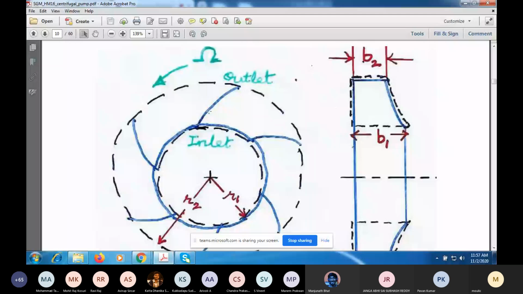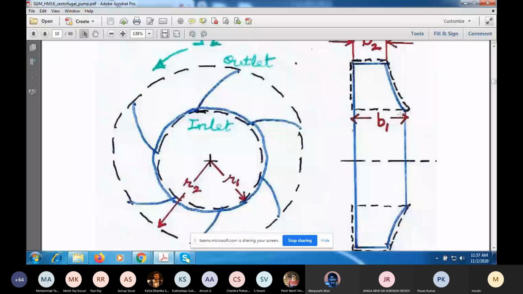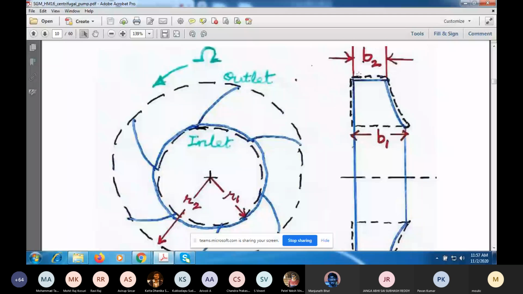When the pump is running, let us say these blades are rotating in the anti-clockwise direction with angular velocity omega. This is a side view. B1, as I said, is the width of the impeller at r equal to r1, and B2 is the width of the impeller at r equal to r2. So the control volume is this annular part here, this annular control volume. On this figure, you have this surface of the control volume, this surface, this surface. These are in the region outside the pump.